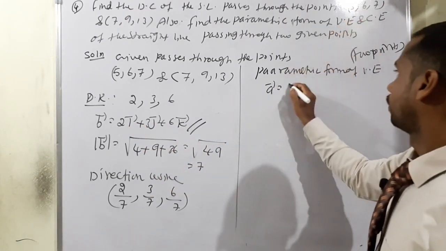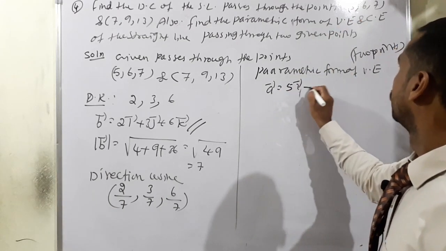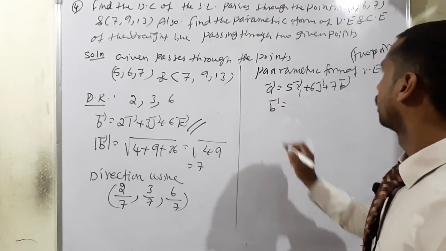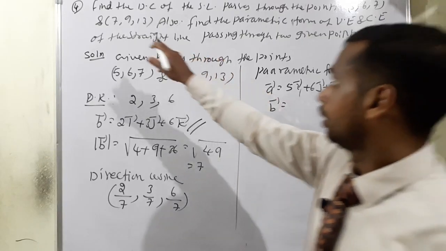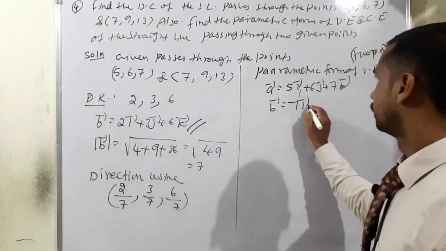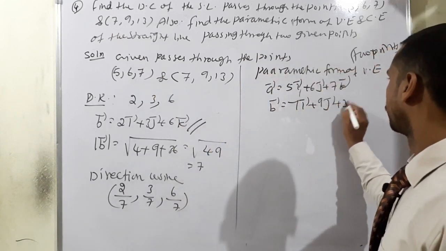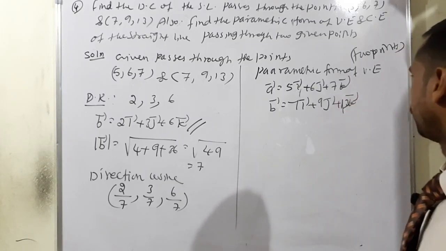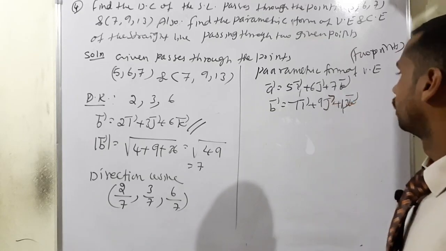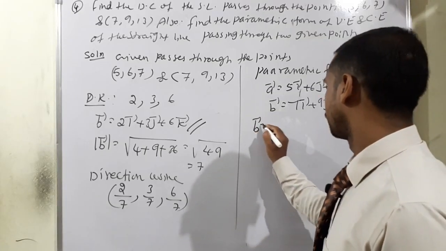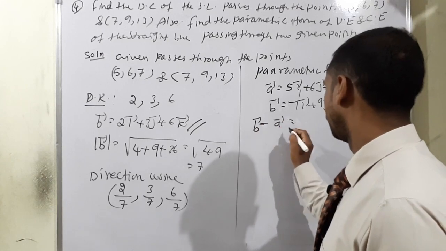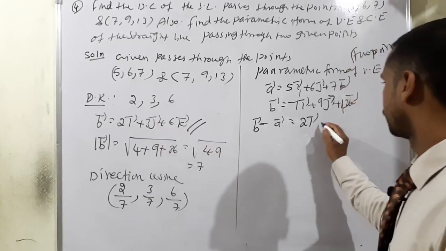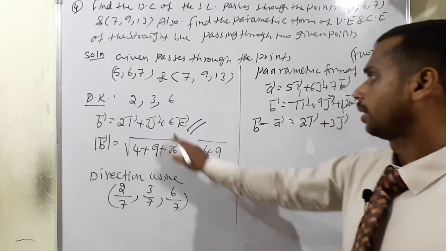So consider a vector as 5i vector plus 6j vector plus 7k vector. Then b vector is equal to 7i vector plus 9j vector plus 13k vector, isn't it? Now b vector minus a vector, we will get the same answer. What is the answer? Definitely 2i vector, then plus 3j vector, then plus 6k vector.